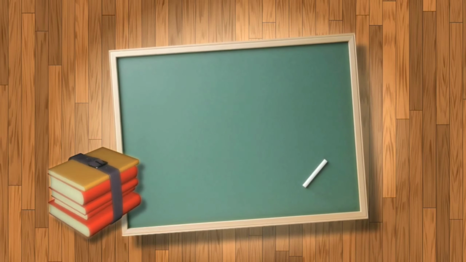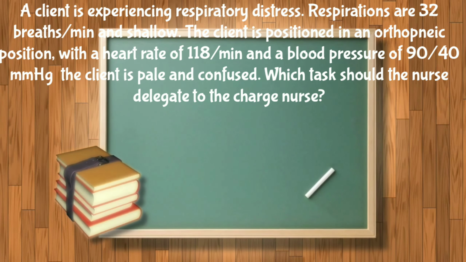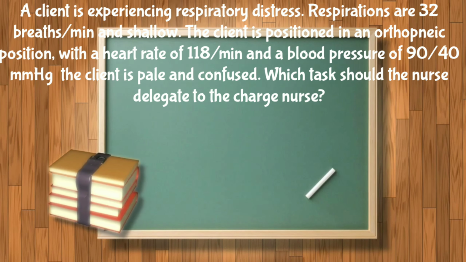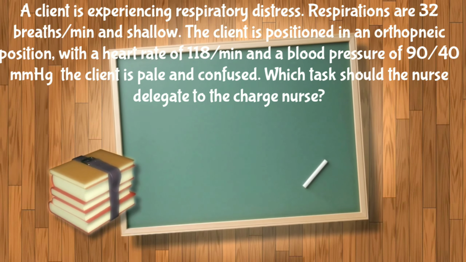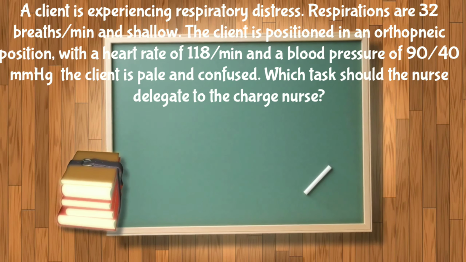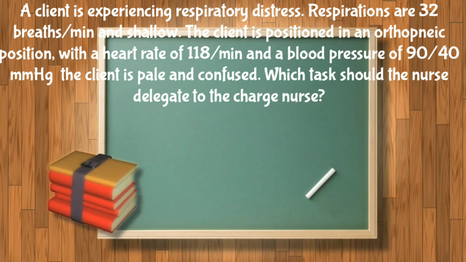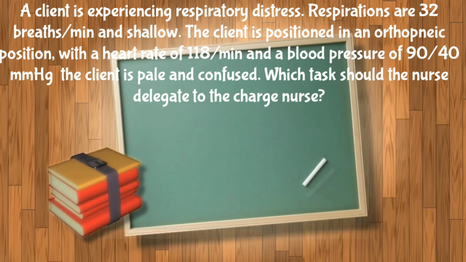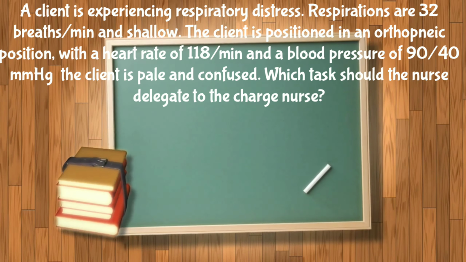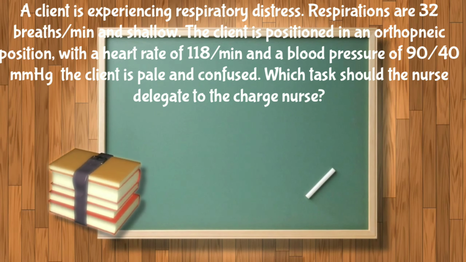Now for the next question. A client is experiencing respiratory distress. Respirations are 32 breaths per minute and shallow. The client is positioned in an orthopneic position with a heart rate of 118 per minute and a blood pressure of 90/40 mmHg. The client is pale and confused. Which task should the nurse delegate to the charge nurse?